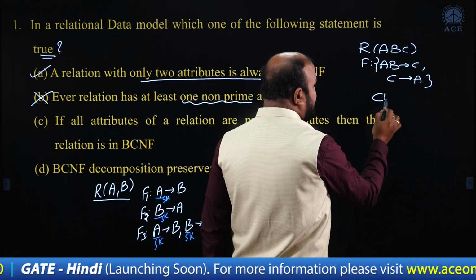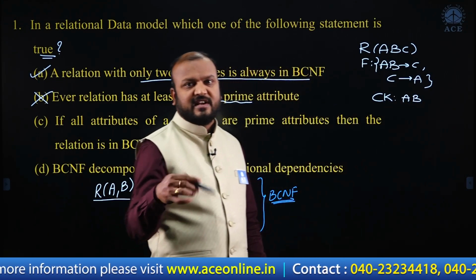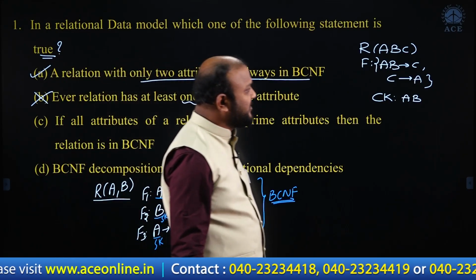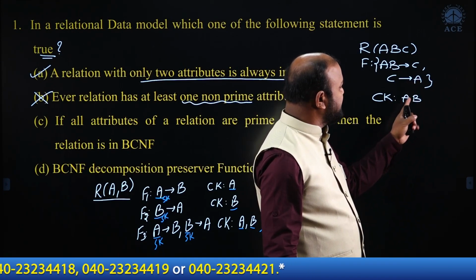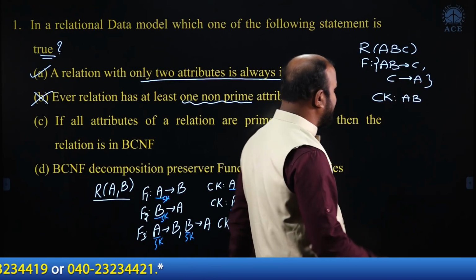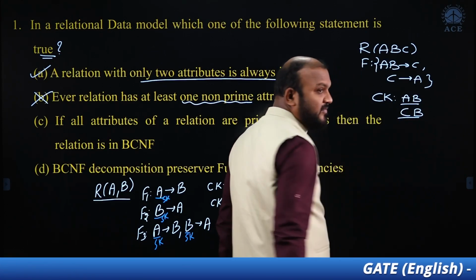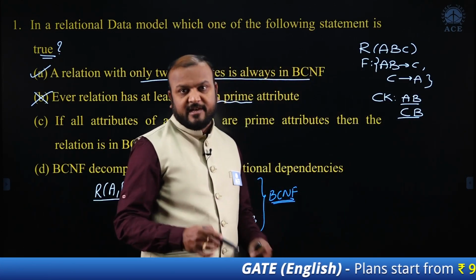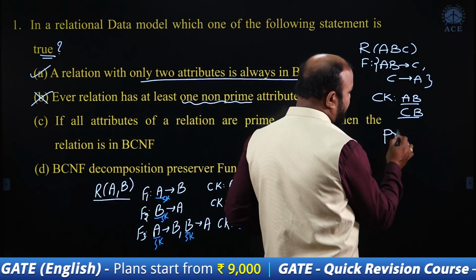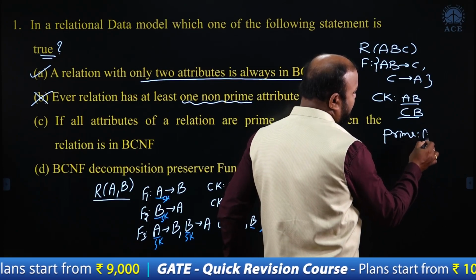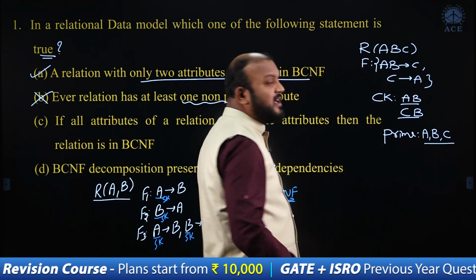Now what is the key for this relation? AB is a key because the closure of AB contains all the attributes of the relation. Since C derives A, A is a prime attribute derived by C, so we can replace A with C in the key, and CB is also a key. We know that the attributes of a candidate key are called prime attributes. Now, what are the prime attributes? The prime attributes are A, B, and C. Here you observe all are prime attributes.